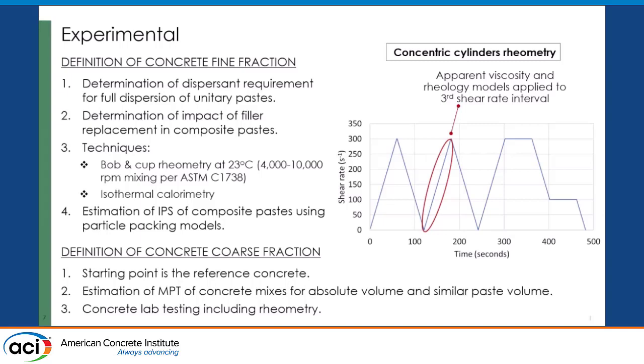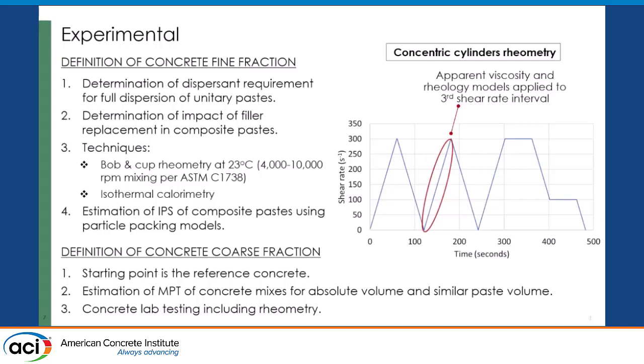We use rheometry to determine how much dispersion is needed: bob and cup rheometry, using the high shear mixer by this standard. And we check what's happening to the cement chemistry or cement hydration kinetics as we do that. Once we test our paste, we try to correlate the model, which is the IPS, the interparticle separation, to the rheological and kinetic parameters. And this is our regimen. Here's the shear rate and the time for the testing.